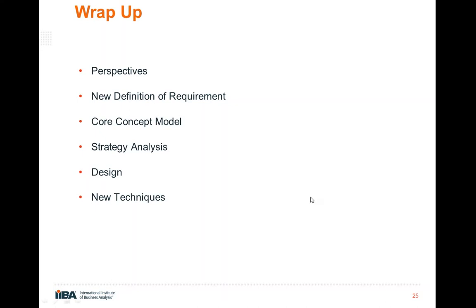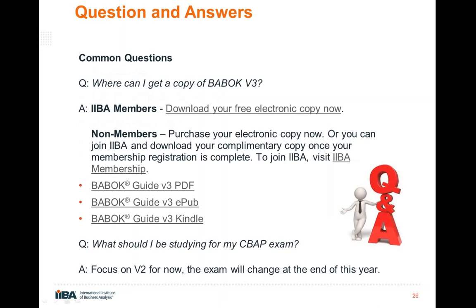So with this, just one more last point. I'm sure there'll be some common questions. One of the questions could be, where can I get a copy of version 3.0? So for members, it's a free electronic download. You could just log in to the IIBA portal if you're an IIBA member, and download your free copy of version 3, a PDF copy.